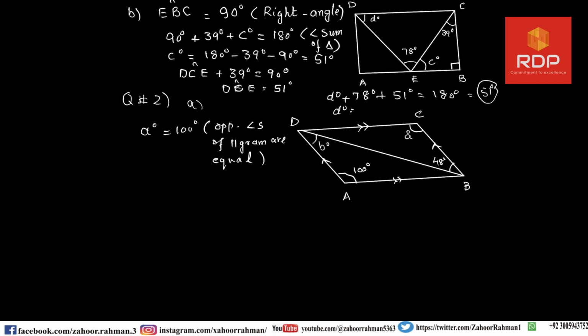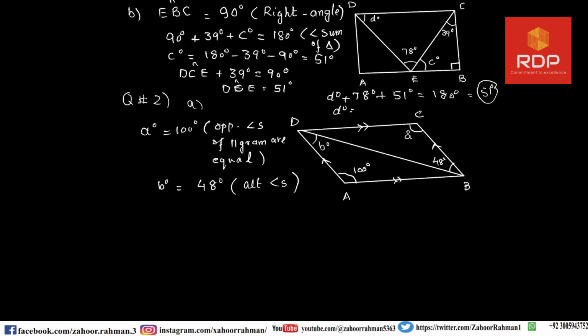So ladies and gentlemen, you can see that this angle is opposite to this angle, and as a result we can write that A degree is equal to 100 degree. Now the second one is also super easy, and that is also one line. B degree is equal to 48 because of the alternate angles of two parallel lines.